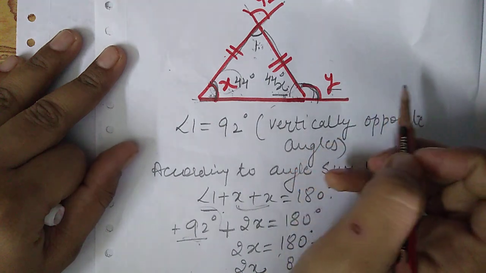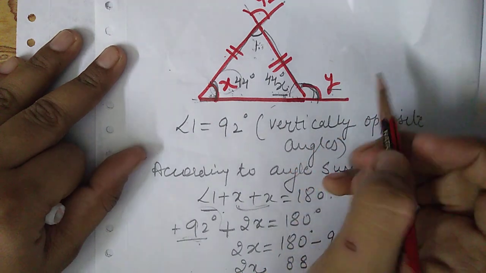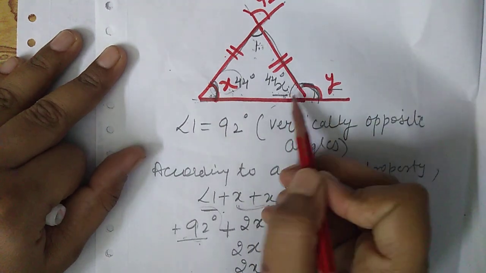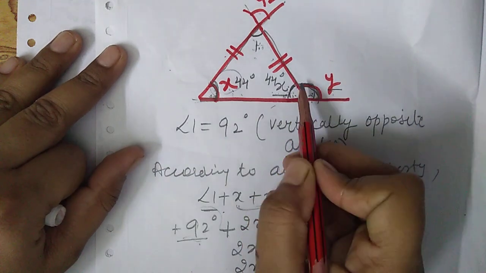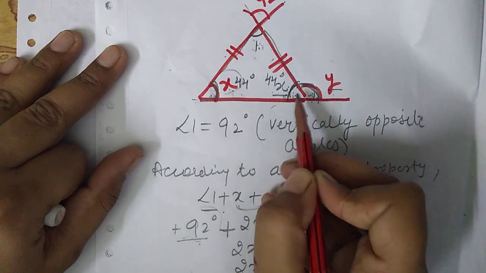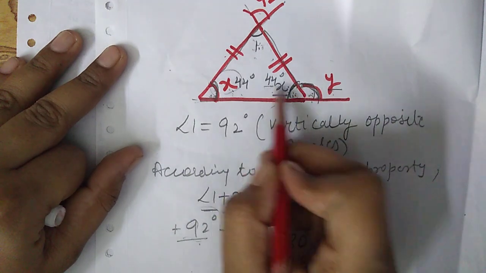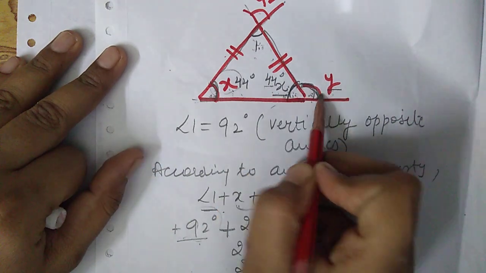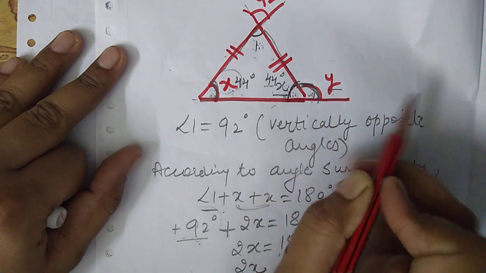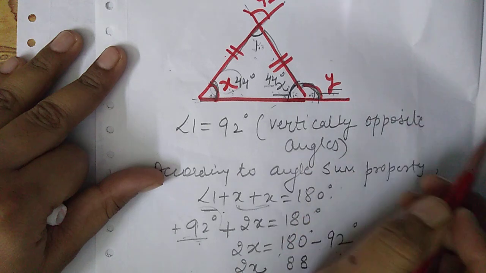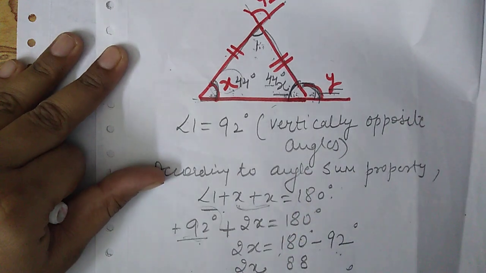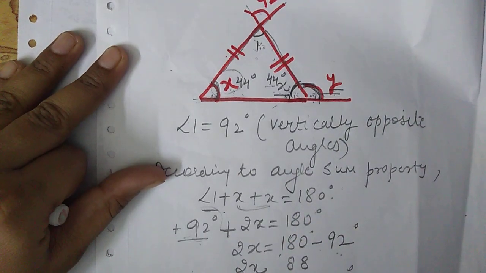Or by one more way you can find the value of y, because x and y are forming a linear pair. We have already calculated x, so this is 44. Now 44 degrees plus y equals 180 degrees because of the linear pair. So you can find y in this way. I hope it is clear to you.